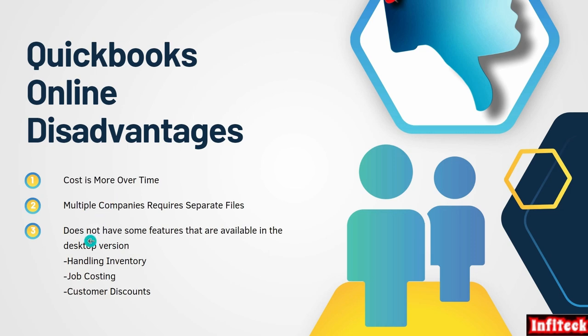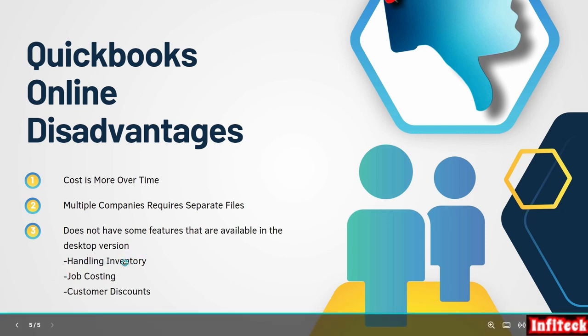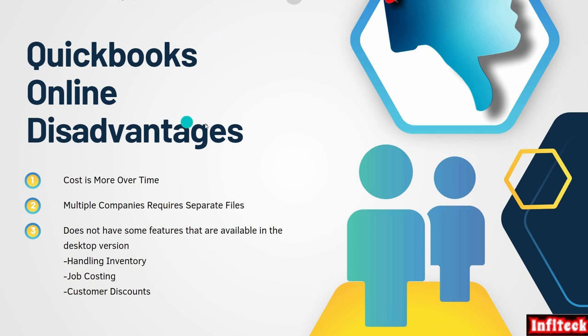And the third one is that, again, this QuickBooks Online version is good for service businesses. Even though it handles inventory, it offers very basic features to handle it. So if you're using any advanced features of inventory, then QuickBooks Online might not be suitable for you. It does not have some features that are available in QuickBooks Desktop. And the most important one is handling the inventory. Especially for manufacturing companies, QuickBooks Online is totally not recommended because it cannot convert the raw materials into finished goods by using the bill of materials. That functionality is not available in the online version.